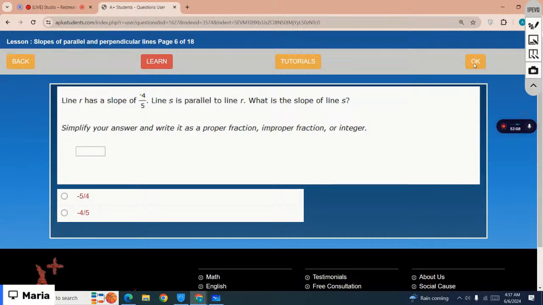Line R has a slope of negative 4 over 5. Line S is parallel to line R. What is the slope of line S? Which is the correct option? The slopes are the same, right? The lines are parallel, that means they have exactly the same slope. So that is negative 4 over 5.